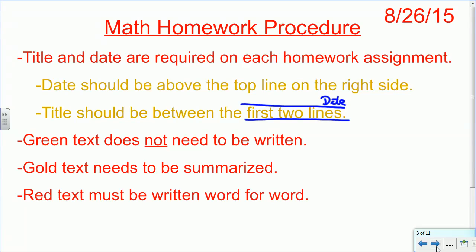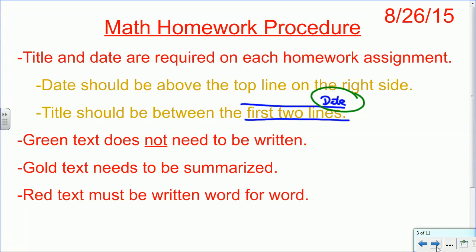On this page I've included a couple notes. The first is that the title and date are required on each and every homework assignment. Just want to reiterate that. Also, the date should be above the top line on the right side. You saw that on the previous page. Next, the title should be between the first two lines. I tried to show you with these little blue lines that the title will come between the first set at the top of the page, but the date actually sits above the top line, and you can see that right there.